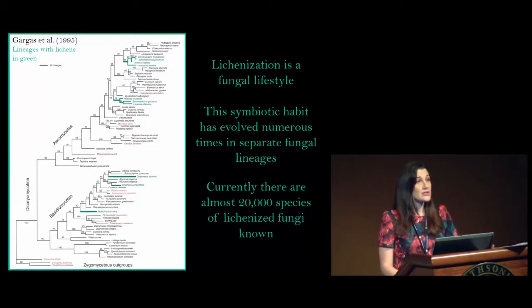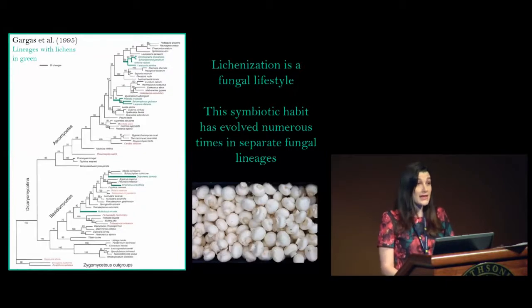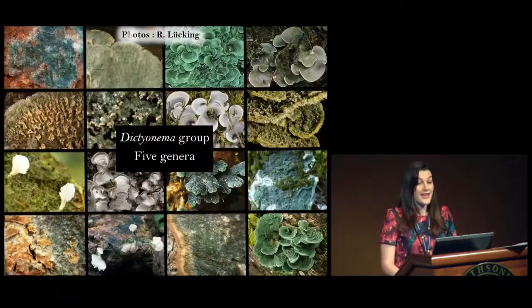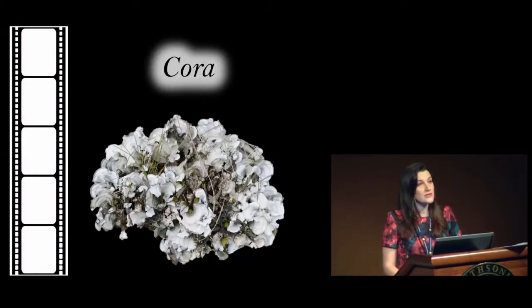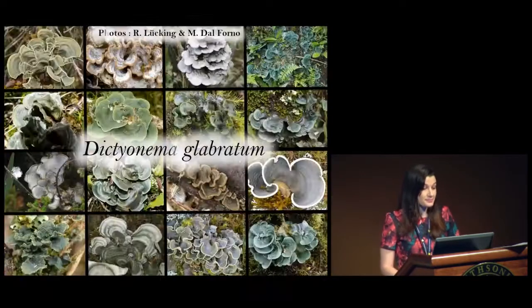And out of the 20,000 currently known species of lichens, only about 1% are basidiolichens. I study this minority, and this means that the lichens I study are more closely related to the mushrooms you commonly eat than to most other lichens. The group of basidiolichens I work on is called Dictyonema. It has 5 genera, and just by looking at these images, you can see it's very diverse. But I'm going to be focusing on just one of these genera called Cora that has this lattice shape.